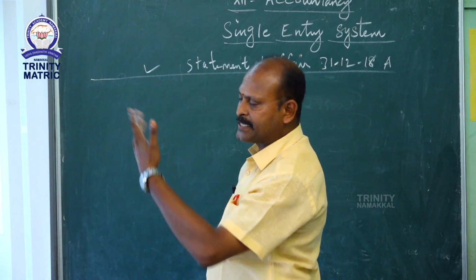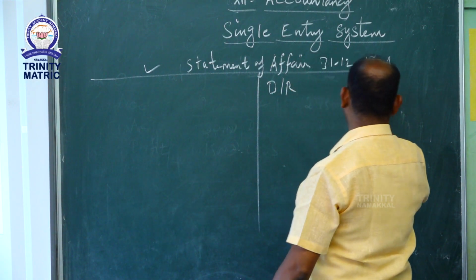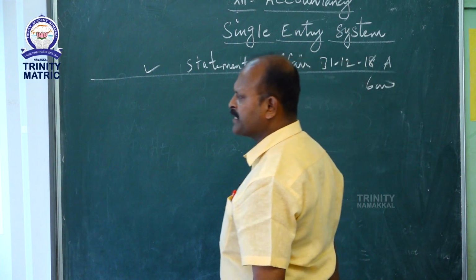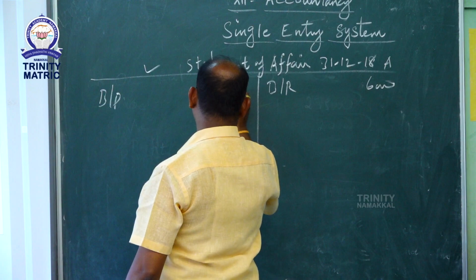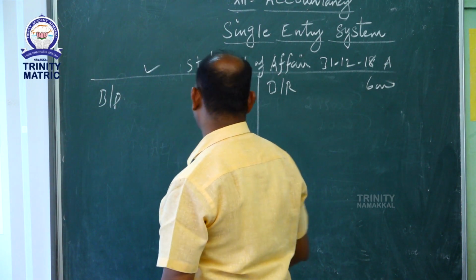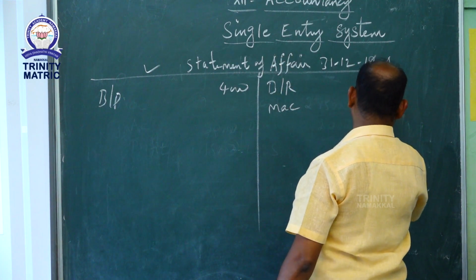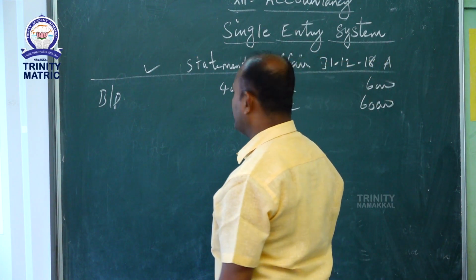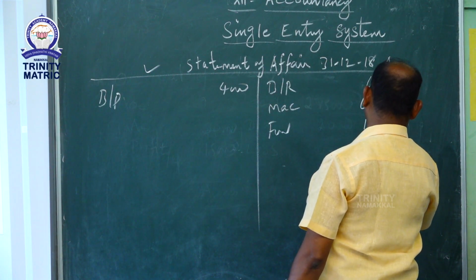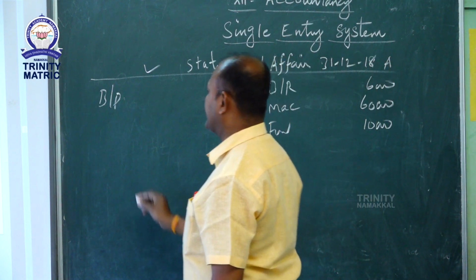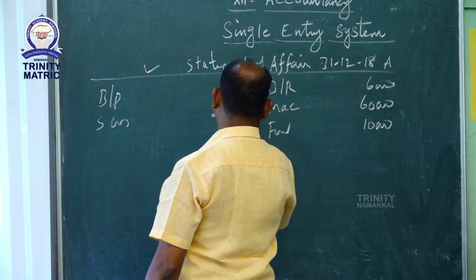Okay, what are the items? The first item is the bills receivable. It comes on the asset side. What is the amount? 6,000. Next, bills payable. It comes on the liability side. Amount 4,000. And next, the machinery. It is a fixed asset. The value of the machinery is 60,000. And next, the furniture is also a fixed asset. The value of the furniture is 10,000. And next, the sundry creditors come to the liability side, the value is 25,000.